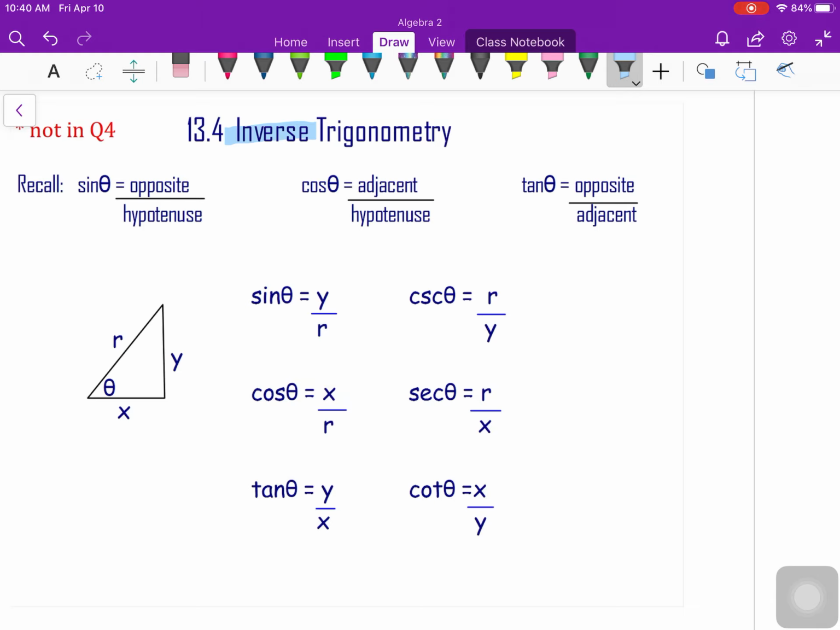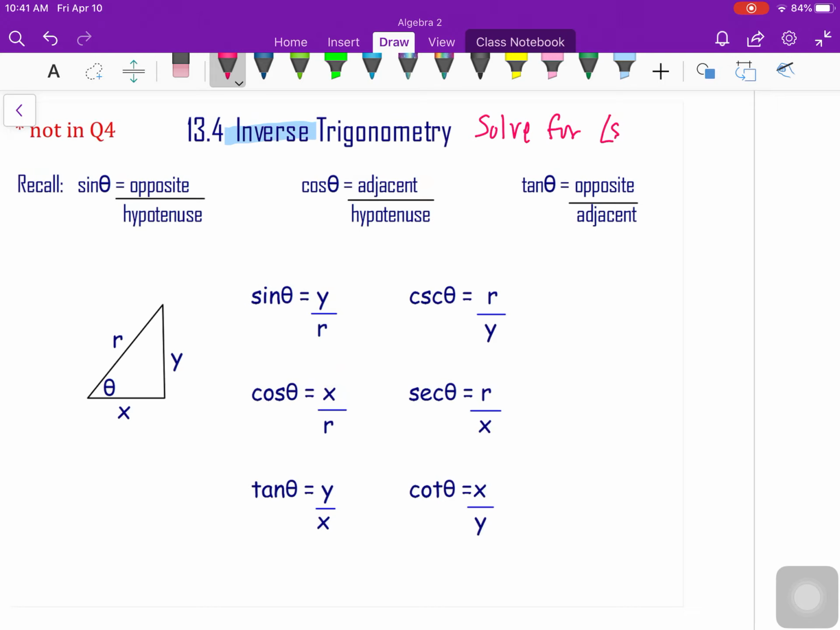You were given a ratio of sides. So inverse trigonometry will solve for the angles. So when you do not know what an angle is, you can use inverse trig on it. So let's just review our trig functions.